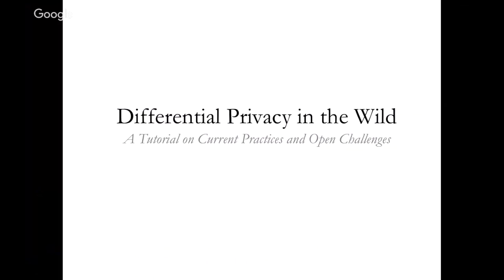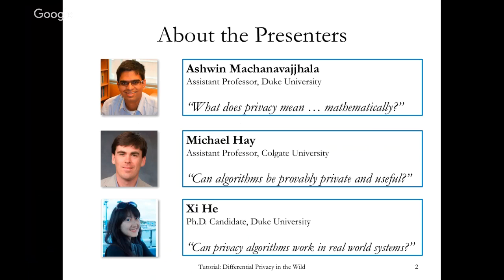Okay, great. Welcome to the fourth tutorial in SIGMOD. This tutorial is about differential privacy in the wild, a tutorial on current practices and open challenges. This tutorial is going to be presented by three presenters. My name is Ashwin. You don't need to know my last name unless you take a course with me. There is Michael Hay, who's an assistant professor from Colgate University, and Shi He, who's a PhD candidate from Duke University.